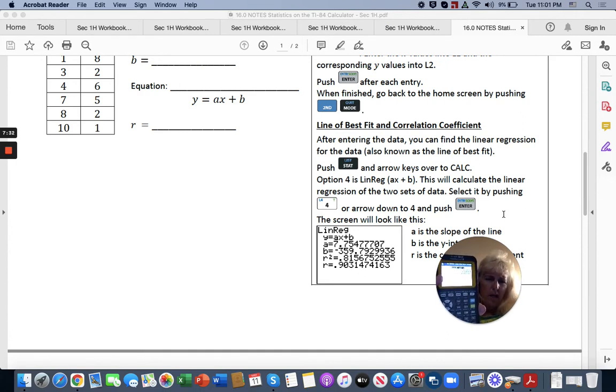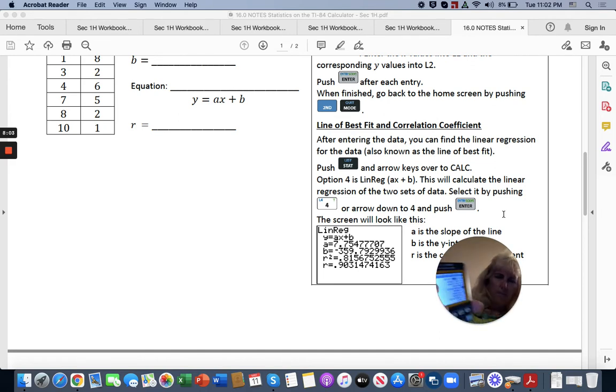Then we're going to go down to option 4, which is linear regression. Oh, I must have made a mistake. Okay, so when it's under calc, instead of putting enter after calc, we need to go down to number 4, which is linear regression, ax plus b, and it will calculate the linear regression.